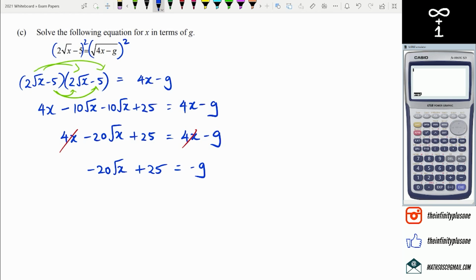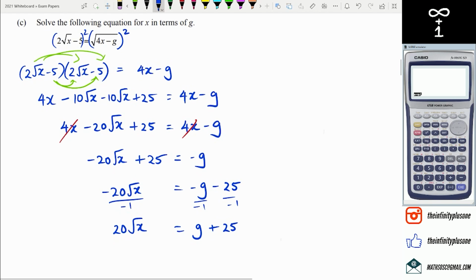And what am I going to do next? To be honest, you can do whatever you want here, because ideally you want to have x by itself. Whether we want to do it pretty, now let's do it ugly. So this ugly version is going to look like this: negative 20 root x equals minus g minus 25. All I've done is taken the 25 to the right-hand side. Again, looking at all those negatives, you can just get rid of them, because if I divide this by negative 1, divide this by negative 1, and divide this by negative 1, I'm going to end up with 20 root x equals g plus 25.